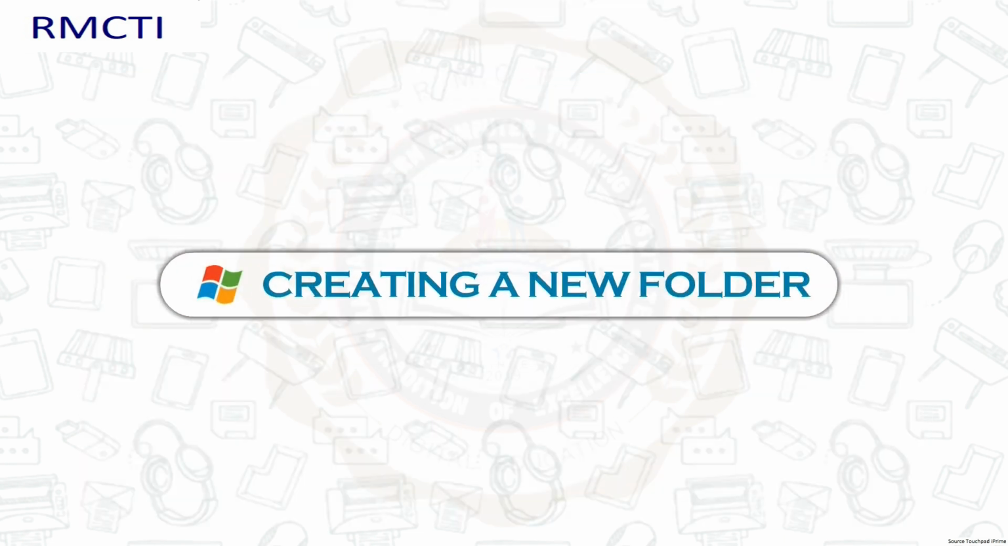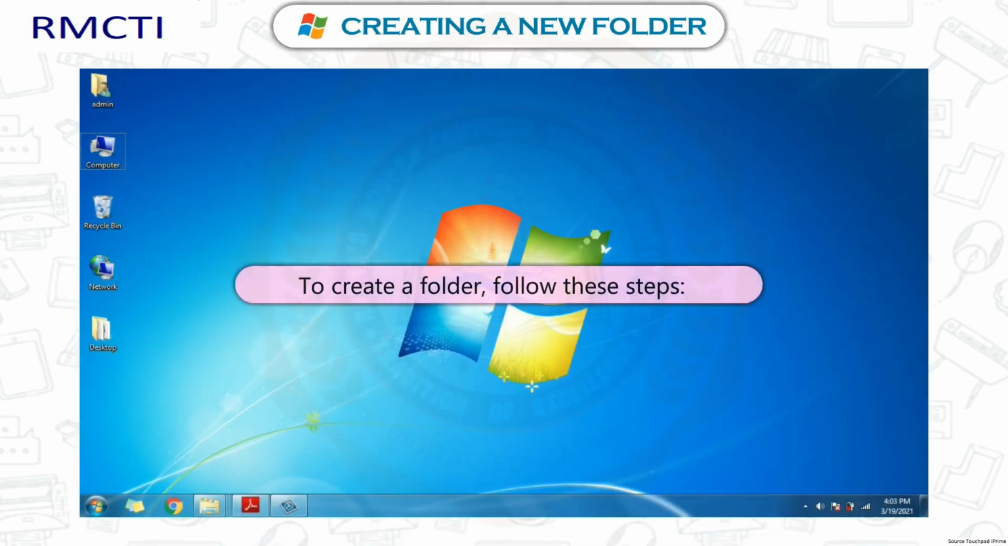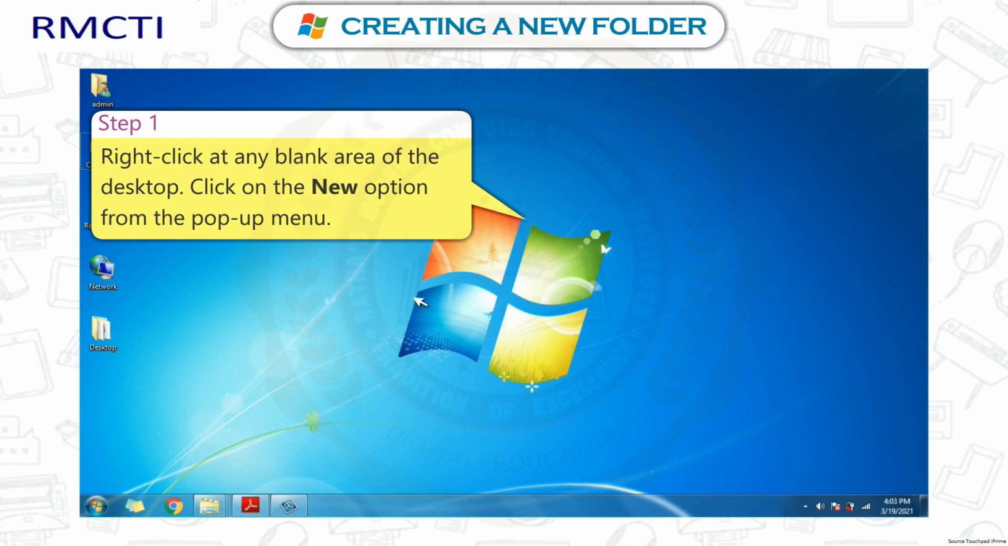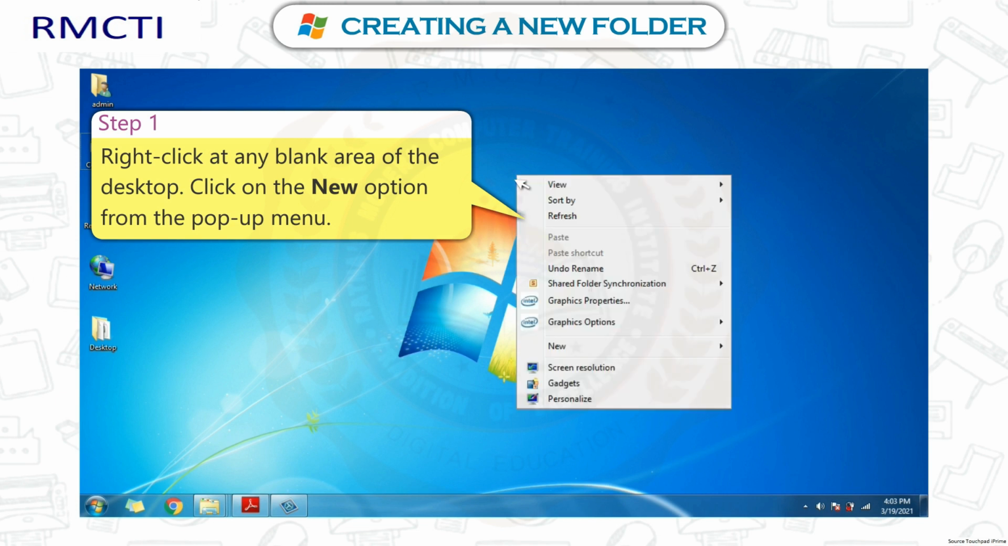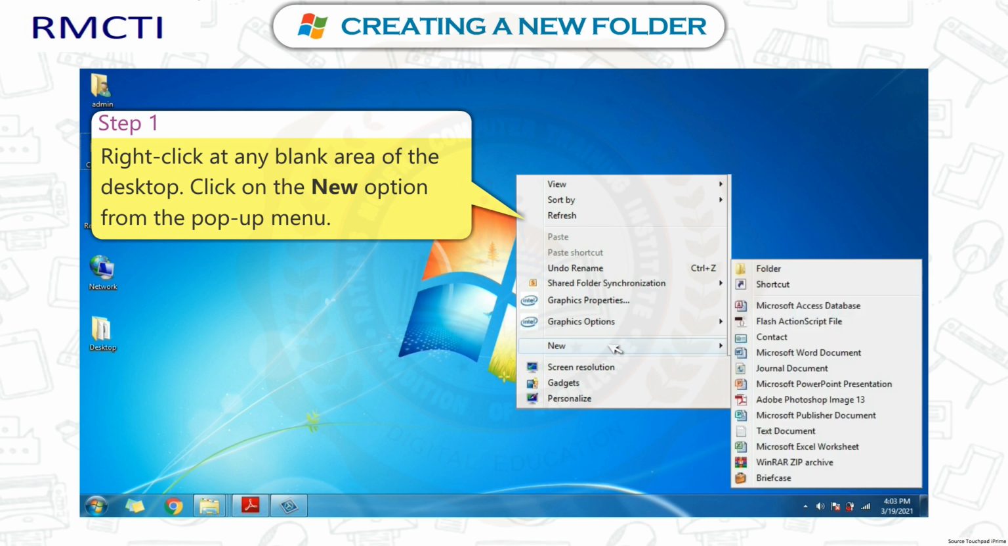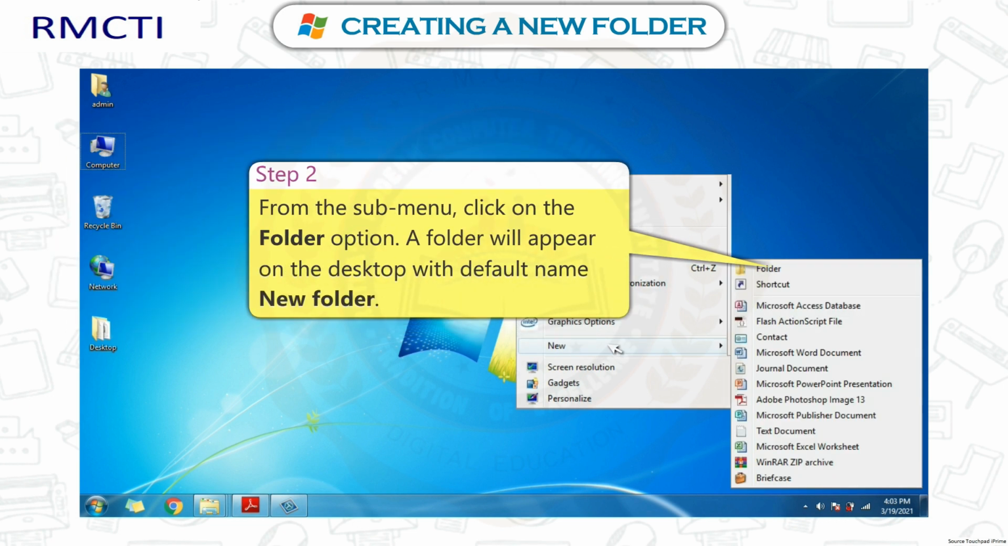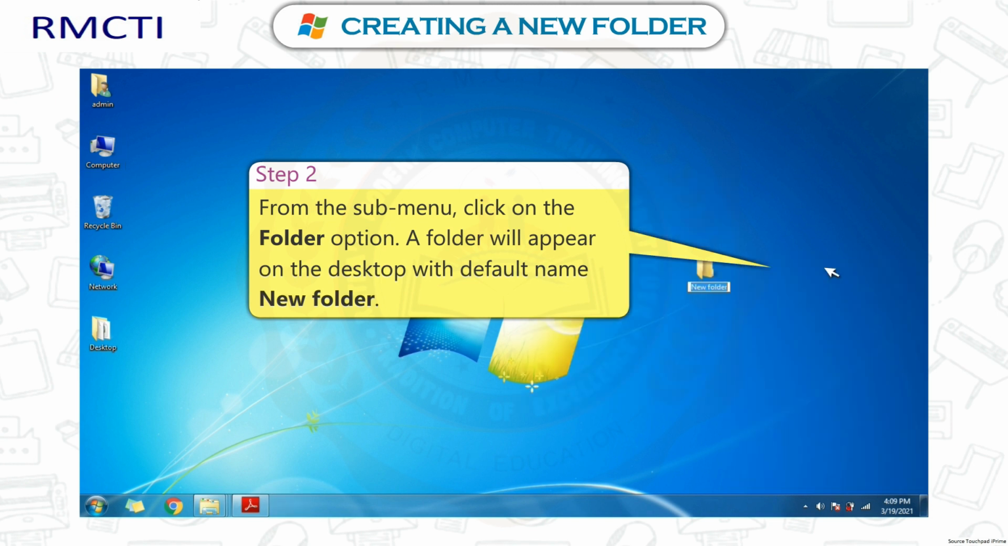Creating a new folder. To create a folder, follow these steps. Step 1. Right-click at any blank area of the desktop. Click on the New option from the pop-up menu. Step 2. From the sub-menu, click on the Folder option. A folder will appear on the desktop with default name New Folder.